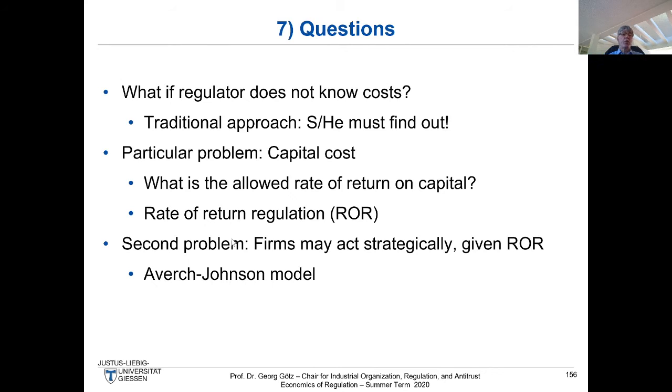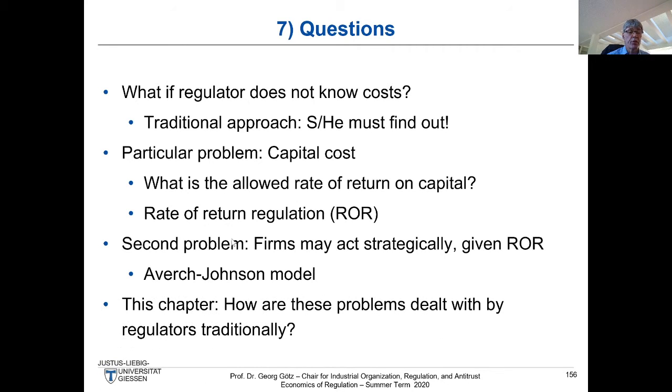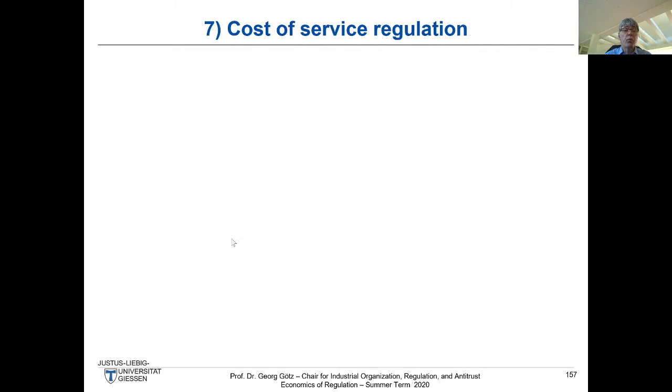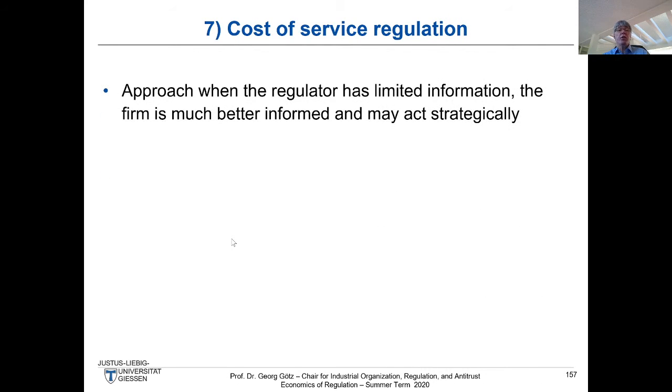That's the second part of today's lecture, where we are going to look into the so-called Averch-Johnson Model, a model these two authors published, I think, in 1962 in the American Economic Review. So the question of this chapter is, how are these problems dealt with by the regulators traditionally? That's what we are going to do. So cost of service regulation, what does this mean? In German, it would be Kostenzuschlagsregulierung, and rate of return regulation is called Rentabilitätsregulierung or Renditenregulierung.